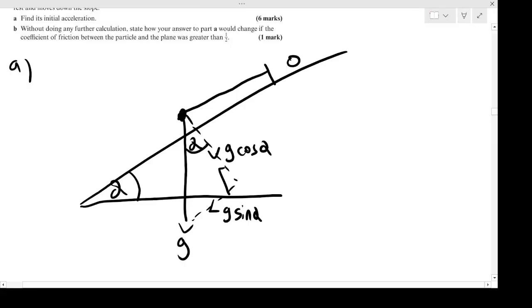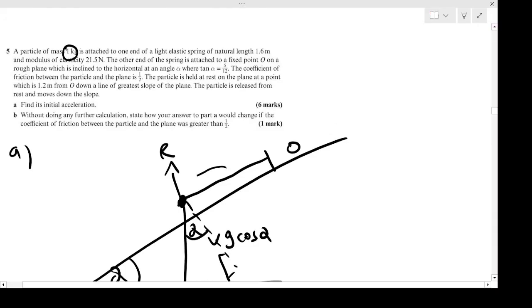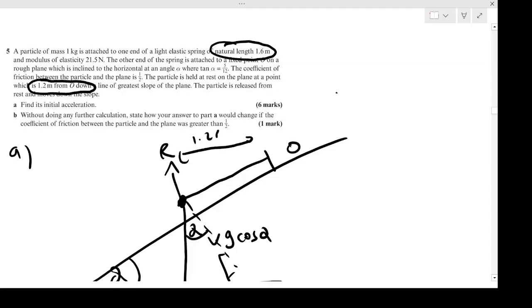Of course, we're also going to have a reaction force, R, like this. Okay, and then we need to consider the force in the spring. Again, to help us work that out, we need to consider the lengths. We know the natural length is 1.6, and we're told the particle is 1.2 meters away from O. So that means this distance here is 1.2 meters, between O and the particle.